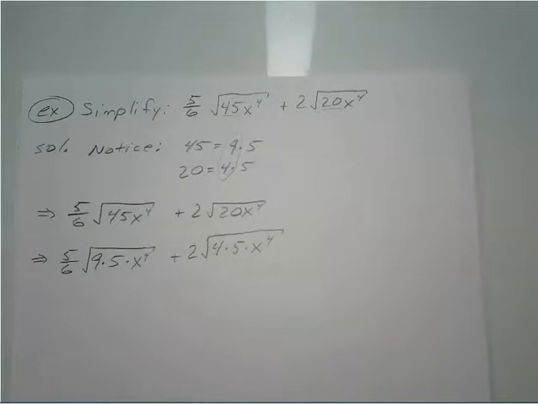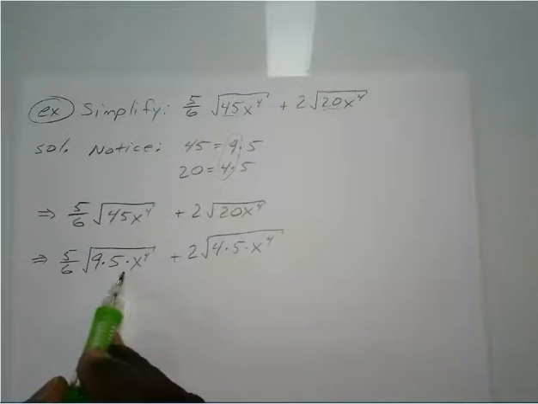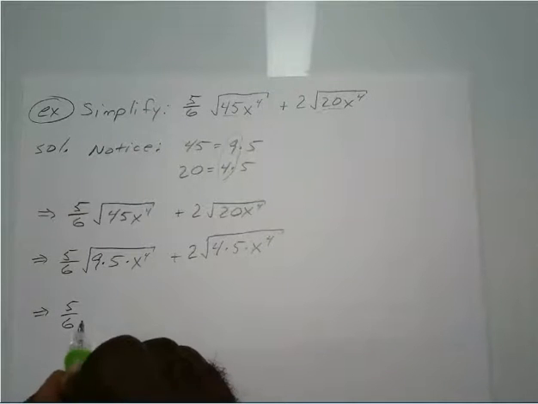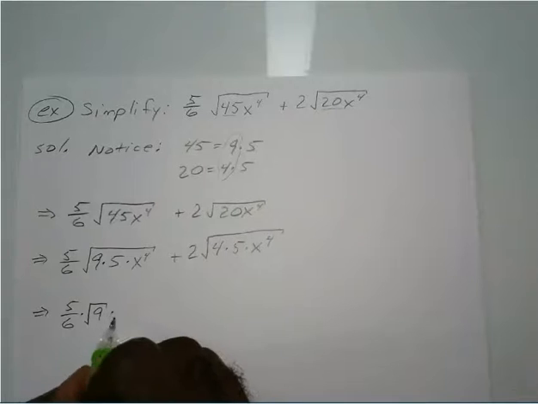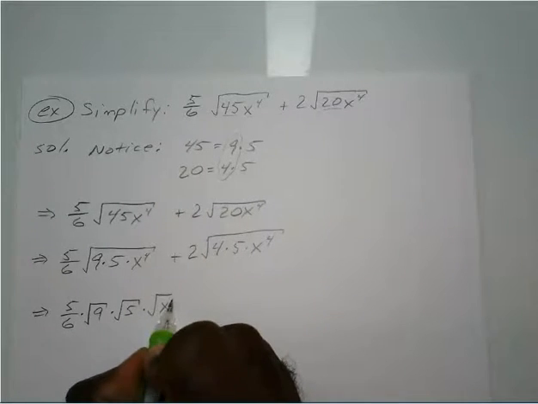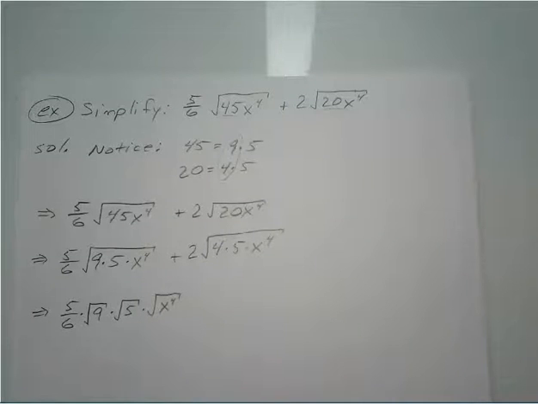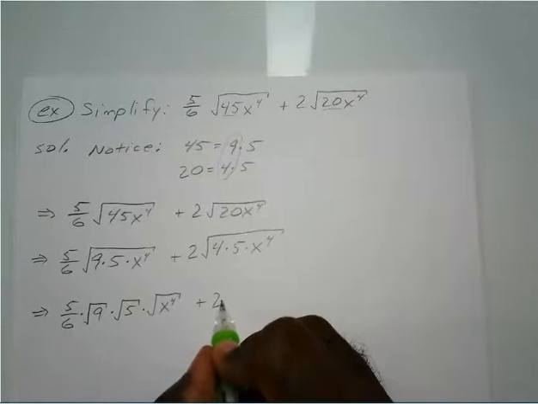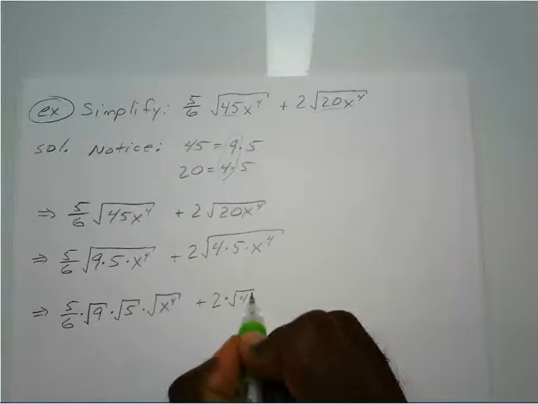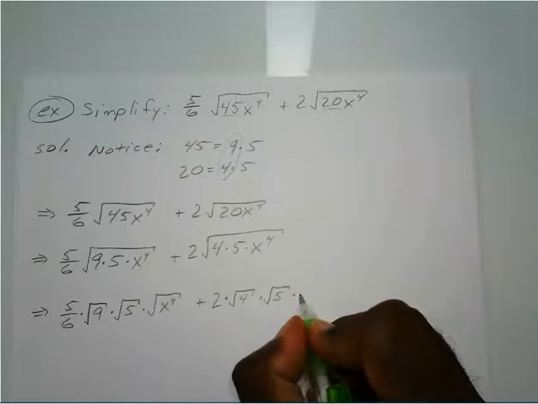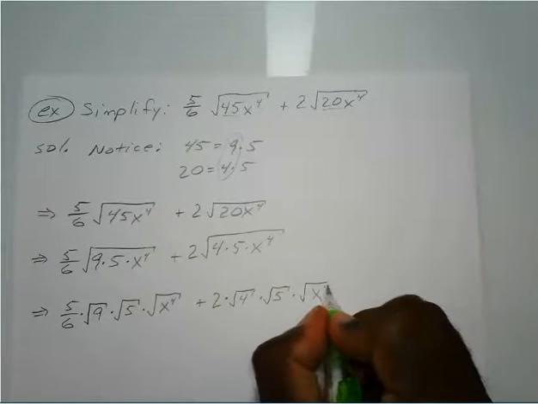Okay, so now we have them all factored out, we just separate them. So we have 5 over 6 times the square root of 9 times the square root of 5 times the square root of x to the 4th power. I'm going to show you a neat little trick with that x to the 4th power. Plus 2 times square root of 4 times square root of 5 times square root of x to the 4th power.